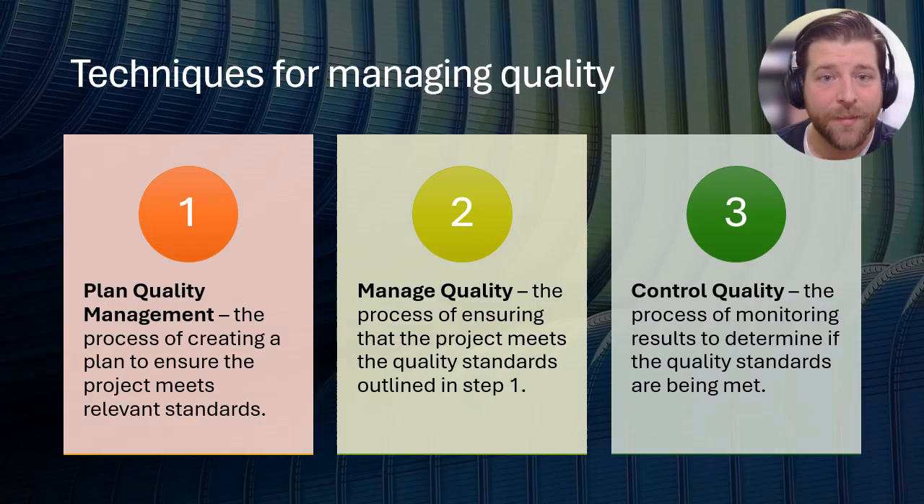There are 3 main parts to ensuring the quality of your product. They are 1. Plan quality management, 2. Manage quality, and 3. Control quality. I'm going to talk about these individually in later slides, but for now, it might seem like those steps overlap. Each one serves a distinct purpose in quality management.